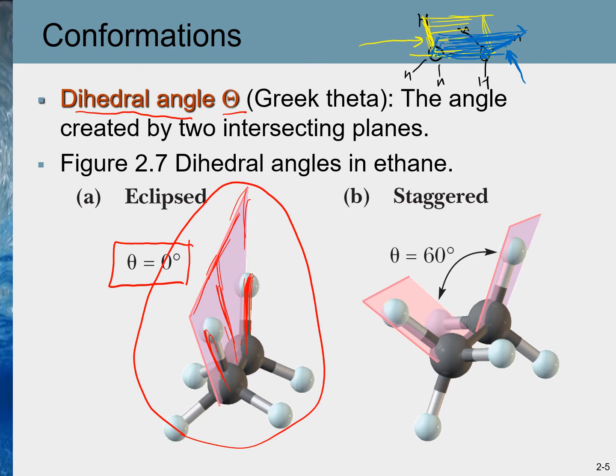Now, if our molecule is in the staggered conformation, we can say that the front CH plane and the rear carbon-hydrogen bond plane are not aligned with each other. They are separated by 60 degrees. So in the staggered conformation, this dihedral angle is 60 degrees.